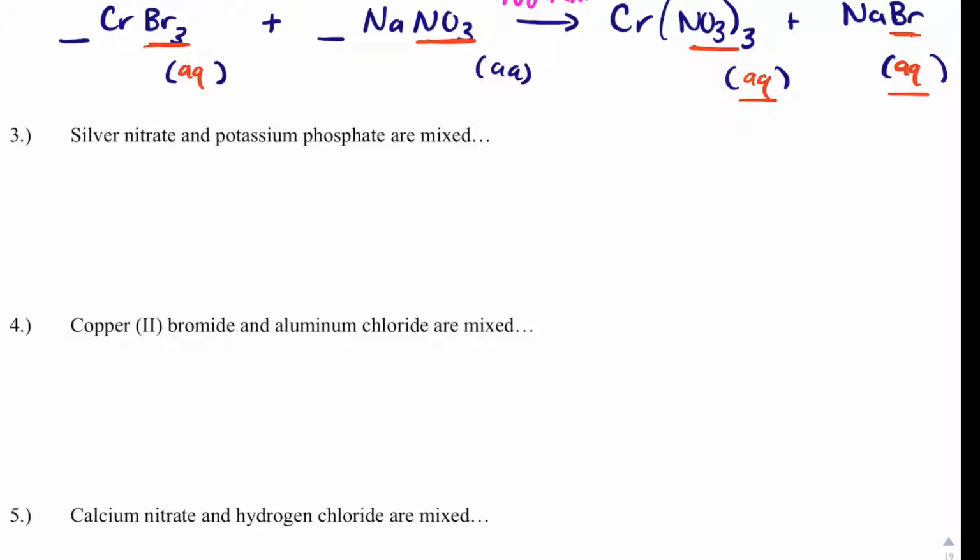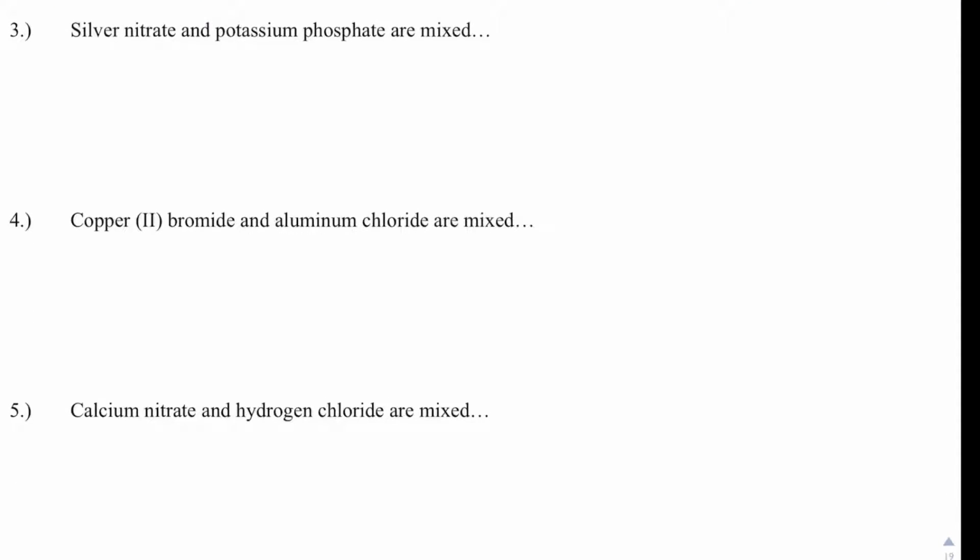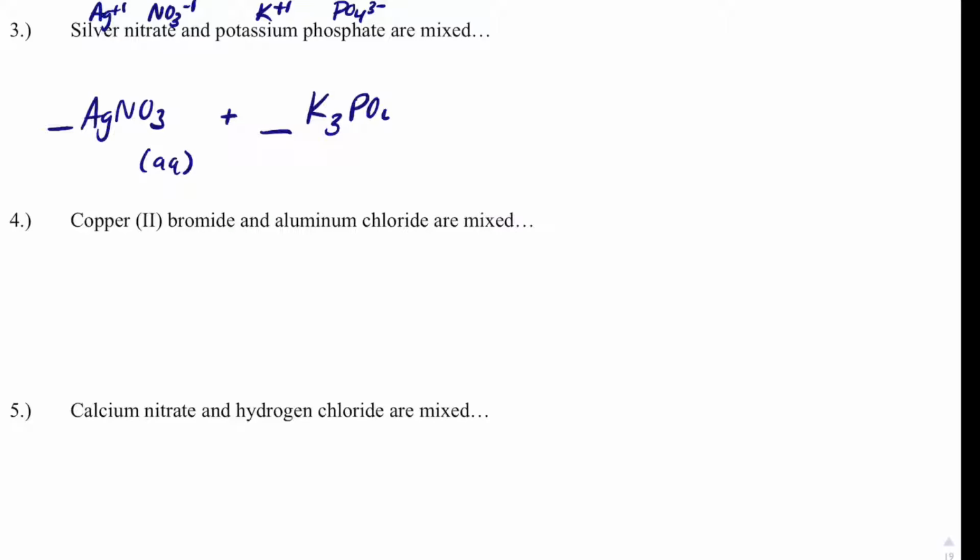We've got silver nitrate and potassium phosphate, and those guys are mixed. Silver is Ag with a +1 charge. Nitrate is NO3 -1. Potassium is K +1. Phosphate is PO4 3-. And so I've got AgNO3. We just saw in the previous problem that all nitrates are aqueous, so I can go ahead and do that. Plus potassium phosphate, that'll be K3PO4.